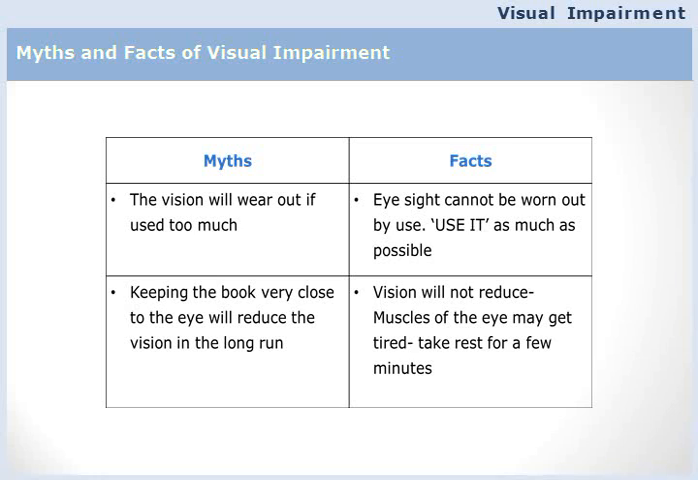Many times we observe children bringing their books too close to their eyes and we dissuade them from doing that, thinking that they will lose whatever vision they have. Again, the fact is that they may be more comfortable reading when they hold the book at a particular angle. So we should never stop them from doing so.